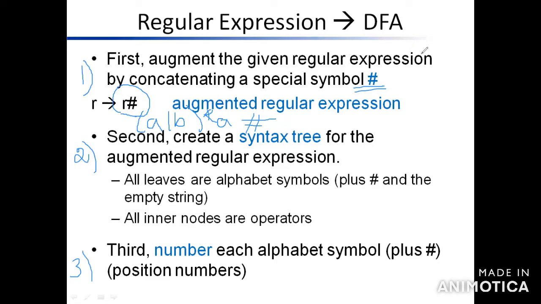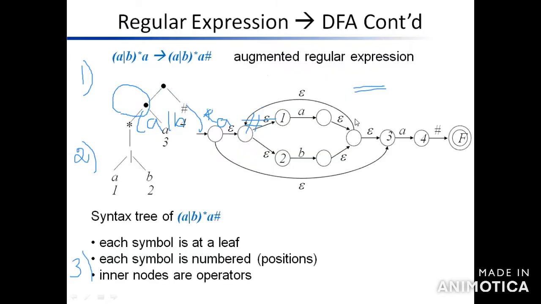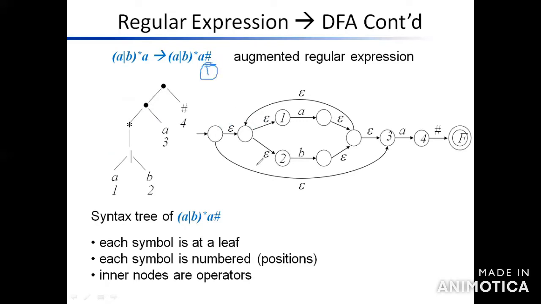Now I'm going to the next thing. The next one is the problem. In that problem, the first thing is you have to add the hash symbol. This is the first step. The second step is creating the syntax tree. What about the third step? After that, you have to give the numbers to all the alphabet symbols plus the special symbol.